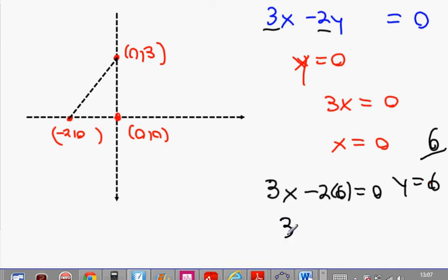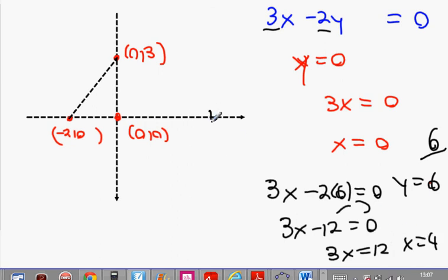So we get 3x minus 12 equals 0. Bring the 12 over to the other side. 3x equals 12, x equals 4. This means that the point x equals 4, y equals 6 is on the graph. And when we draw this, it should be more or less parallel to the line that came before it. So there is a backup to that again.